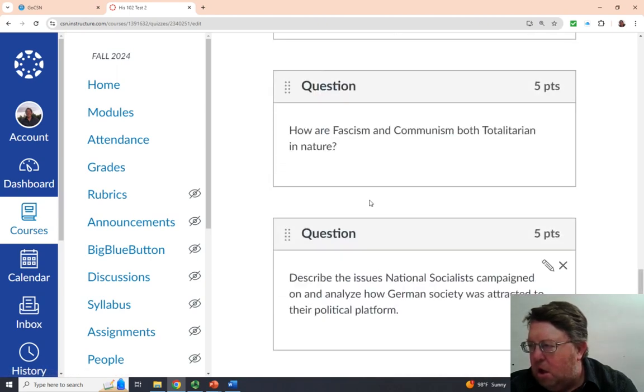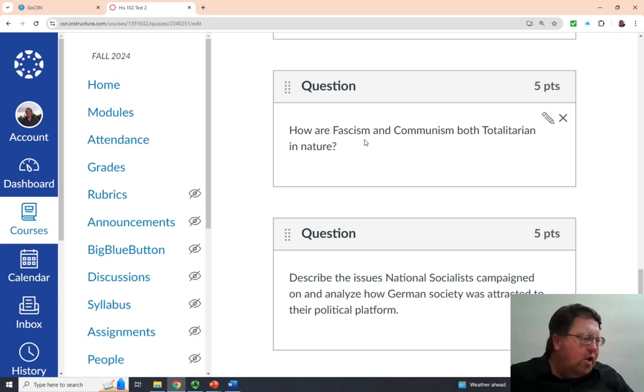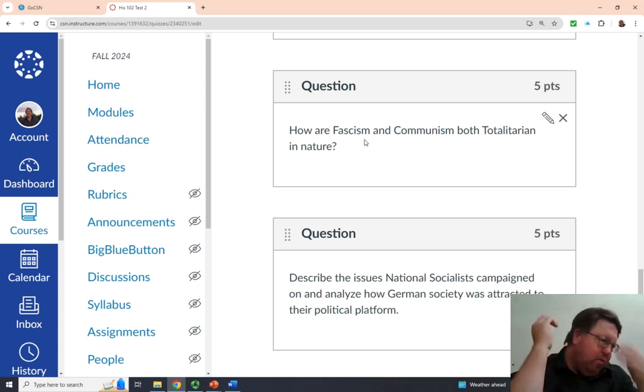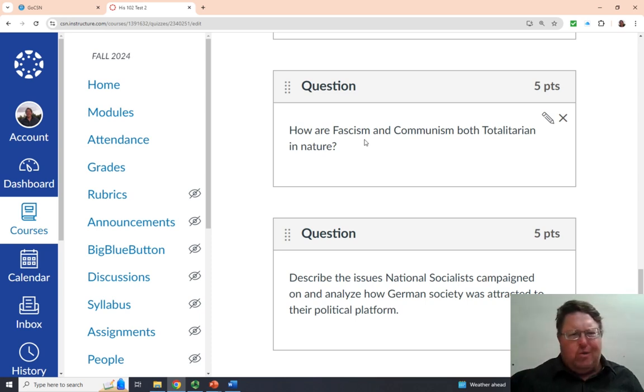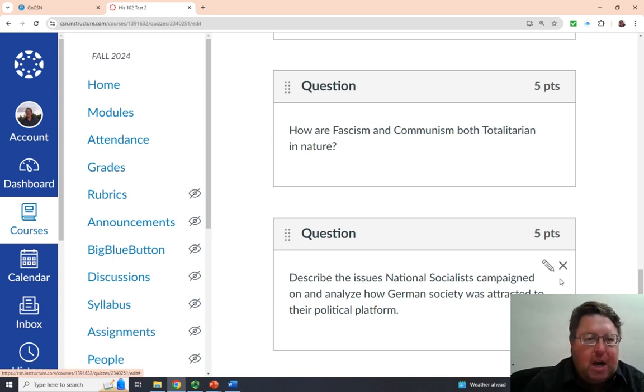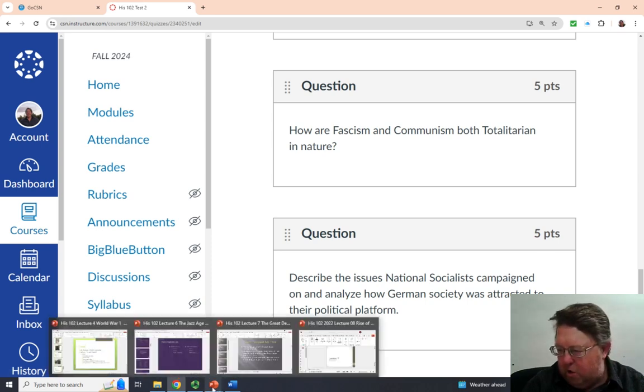Next, how are fascism and communism both totalitarian in nature? One of the things in your popular history, remember, you're taught that fascism and communism are the exact opposite. They're not. And you're taught that way because a lot of your instructors are on the left on the political spectrum, so they're closer to the communist side. So they want everyone to say, oh no, fascists are the complete opposite, and there's a lot of similarities. They're both totalitarian, and so you want to see here.